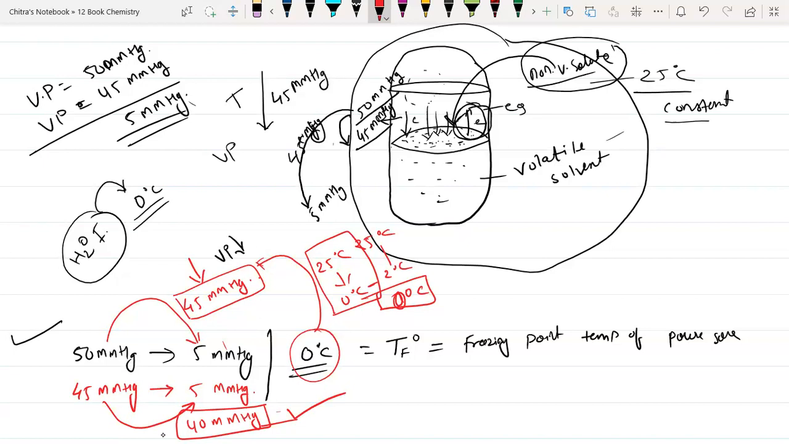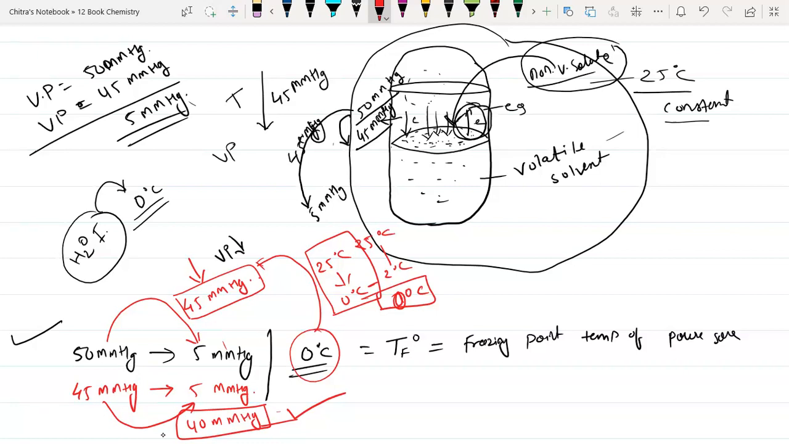Now, this effect is called depression in freezing point. In boiling point we went through elevation, so it increases there, but here it decreases. Understood, everyone? Yes, sir. So this is the complete process, beta, of how vapor pressure is going to lower.